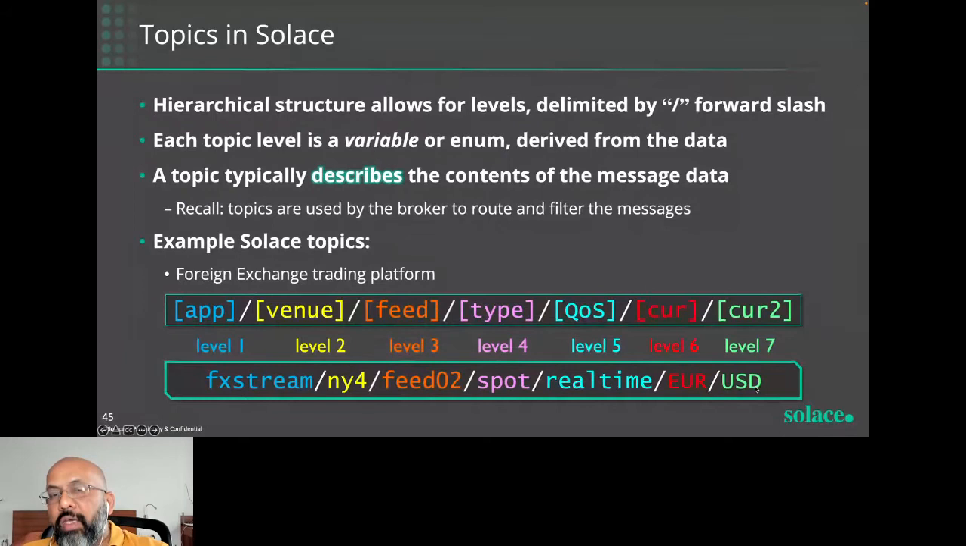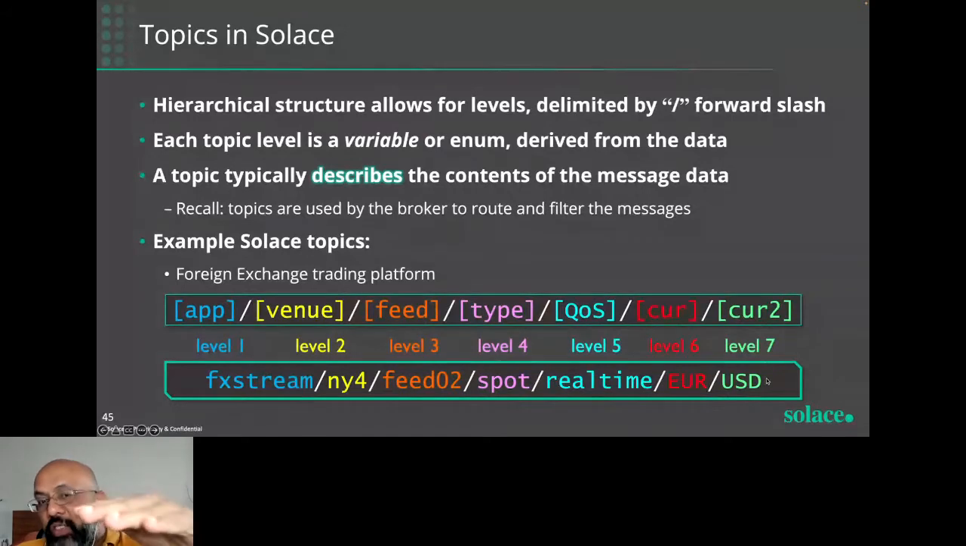But within the topic, if you split this by the delimiter slash, now you get to know the levels. On that basis, you can see the first level is application, that's FX stream. Second level is venue, which is New York 4. Third level is feed. Fourth level is what type of trading it is. Is it spot trading or night trading? And then quality of service, real-time, batch. And then the source currency, which is euro, and the converted target currency is USD, right? So this is just a topic string that can be found in the header.